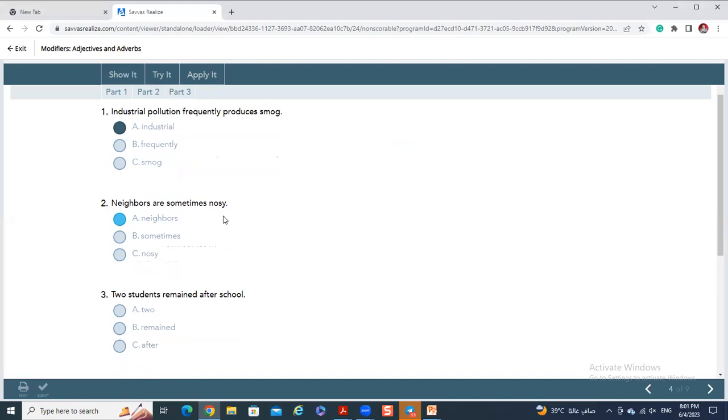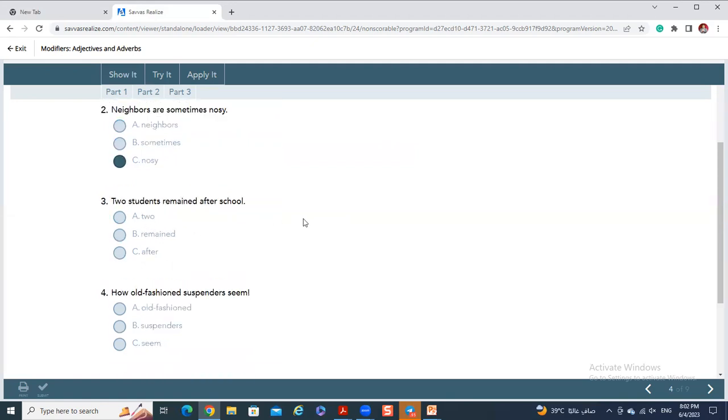Okay, Engineer Taha, read number two and tell me where the adjective is. Neighbors are sometimes nosy. Nosy. Maybe, because nosy here describes or modifies neighbors.